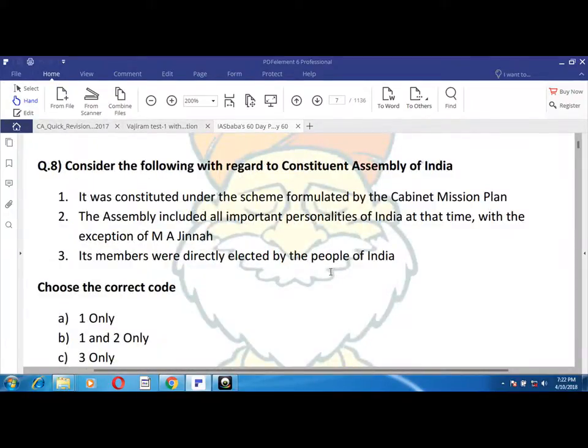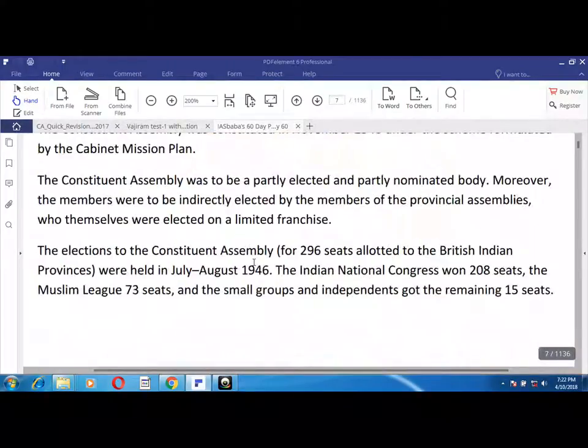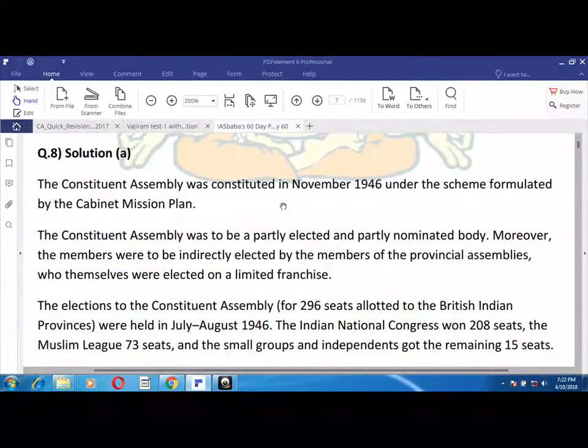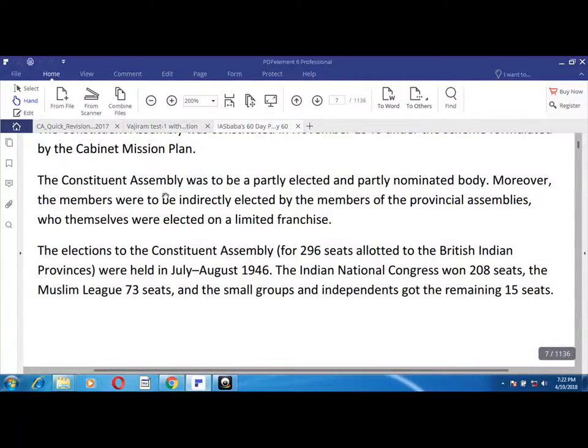Consider the following statements regarding the Constituent Assembly of India. Which one is the correct answer? It is constituted under the scheme formulated by the Cabinet Mission Plan. The Constituent Assembly was constituted in November 1946 under the scheme formulated by the Cabinet Mission Plan. It was to be a partly elected and partly nominated body. Moreover, the members were to be indirectly elected by the members of the provincial assemblies, who themselves were elected on a limited franchise.